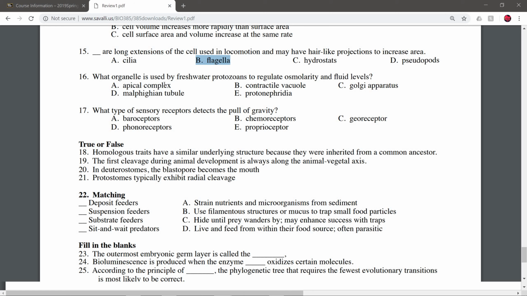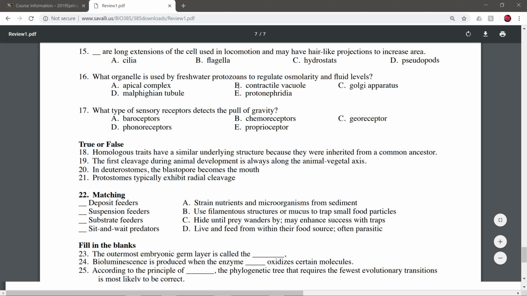16. What organelle is used by freshwater protozoans to regulate osmolarity and fluid levels? A, apical complex. B, contractile vacuole. Well, some of these you've seen in intro bio, and a few of these you've seen elsewhere. C, Golgi apparatus. D, Malpighian tubule, or E, protonephridia. How many say A? You haven't seen that one yet, because we didn't cover that group in lab yet. B, contractile vacuole.